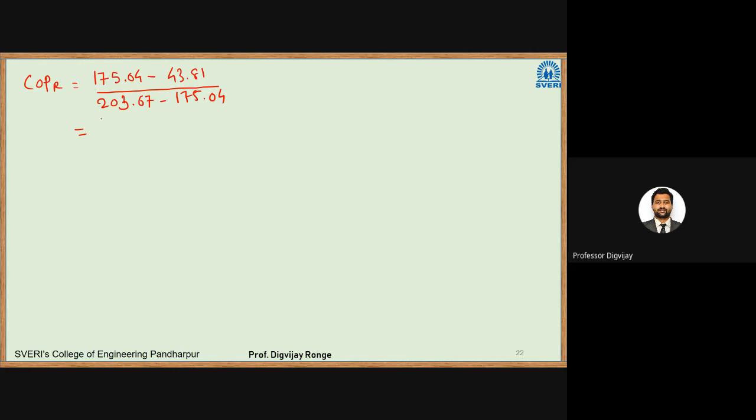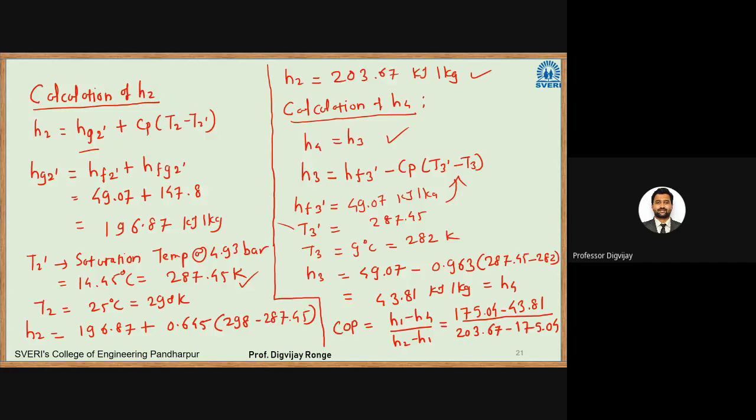So I have one answer, or I have two answers. I have two answers, three answers I have. So I'll take Rohit's answer. So that is 4.58. So that will be COP. Now let us see what they have asked actually.